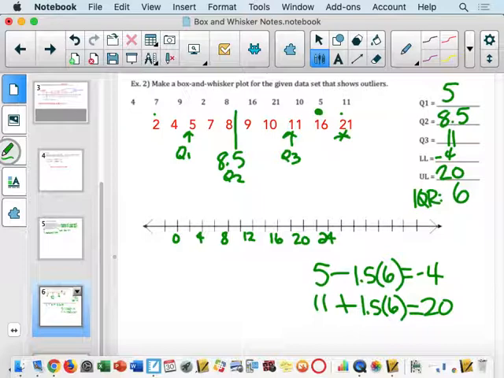So our minimum is 2. I like to just put all of my dots out there. So I'm putting a dot at 2, 5, 8.5, 11, and my maximum now is 16. Okay? And so we know that here then would be my whisker. I draw in my box. And then my whisker. And then you want to put a dot at your outlier.